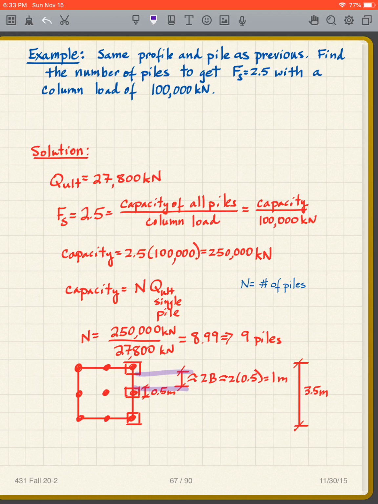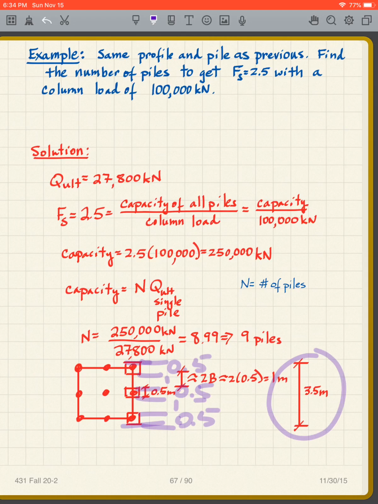So we space them approximately 1 meter apart edge to edge, and that means that distance is 1 meter, that distance is 1 meter, that's a 1/2 meter, that's a 1/2 meter, and that's a 1/2 meter. So what does that add up to be? That's 3.5 meters edge to edge. So from edge to edge here, we end up with about 3.5 meters.